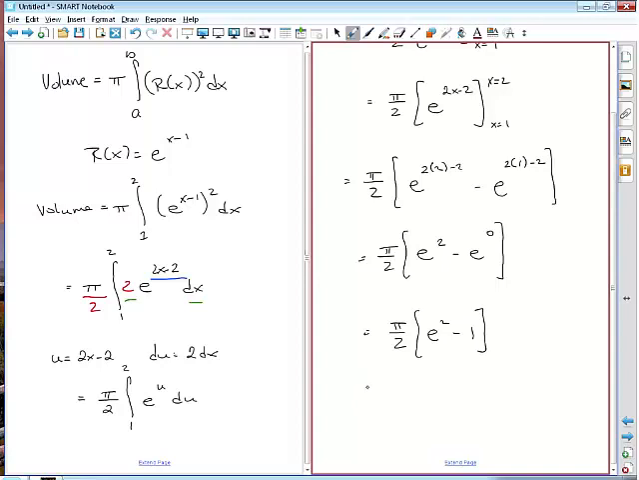And you could leave it as that, but let's just calculate it because we know what e is. E is in our calculator. So let's come up with a decimal number for this volume. So we'll have to take pi divided by 2 times the quantity e to the second power minus 1. And I get 10.04. So that's the volume of this function, e to the x minus 1, rotated around the x-axis between x equals 1 and x equals 2.